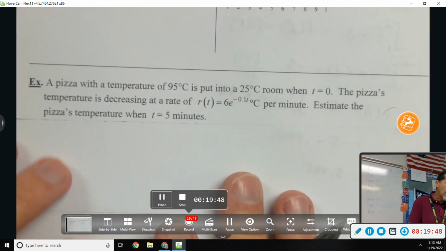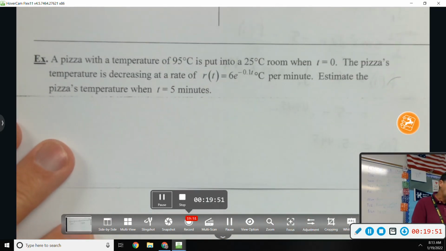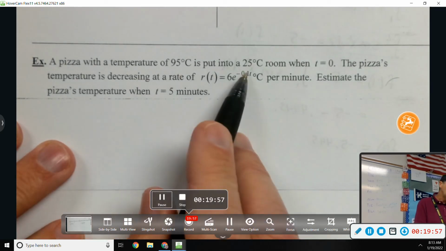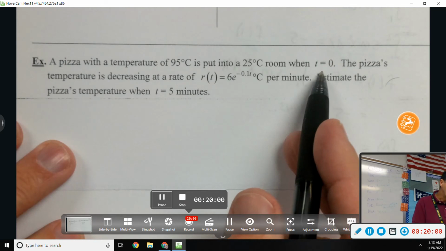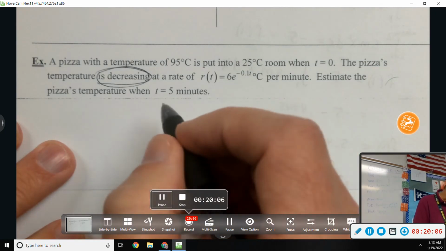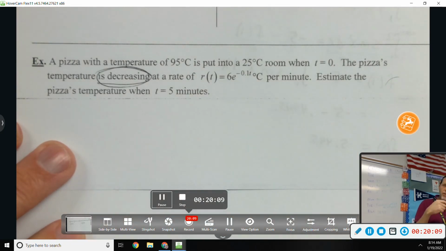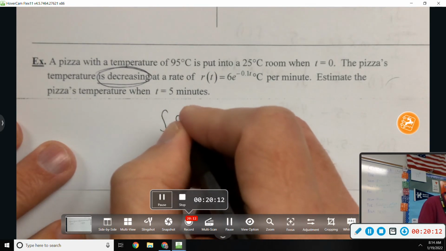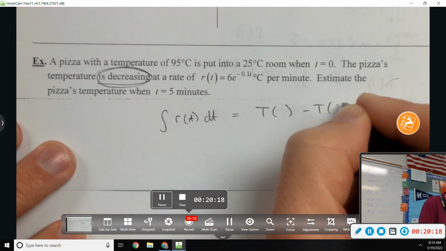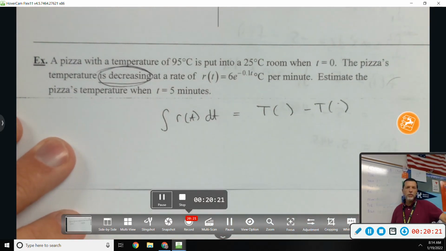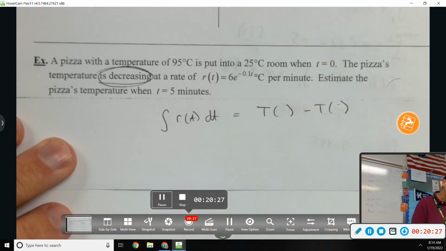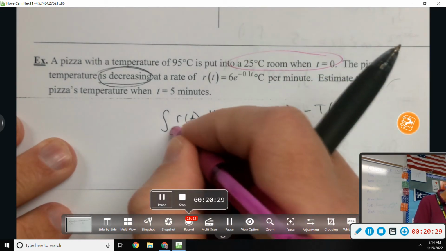Skip down to the very last one. Super quick on this one. It's a calculator problem because I'm not integrating that thing. A pizza with temperature 95 degrees is put into a 25 C room at T equals 0. The temperature is decreasing at a rate, and rate is a derivative, so we want to integrate the rate to get to a temperature. If we integrate a rate, we get to a temperature. Estimate the pizza's temperature when T equals 5. Well, I know T equals 0, and I'm looking for T equals 5.